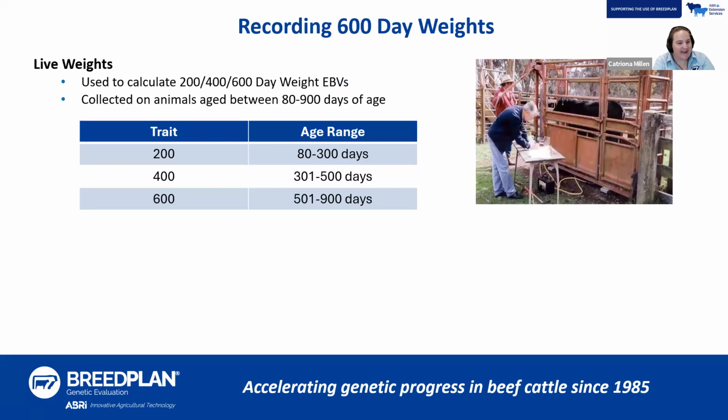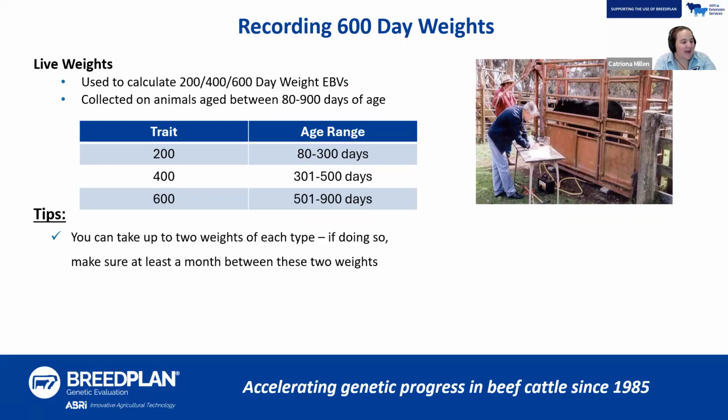So once again, this slide is probably starting to look a bit familiar. We can take our 600-day weights, so live weights, aim to do them around 600 days of age, but they can be done anywhere from 501 to 900 days of age. And you can take, once again, no surprises, 2 weights of each type. So you can take 2 600-day weights, but make sure there's some space between them.